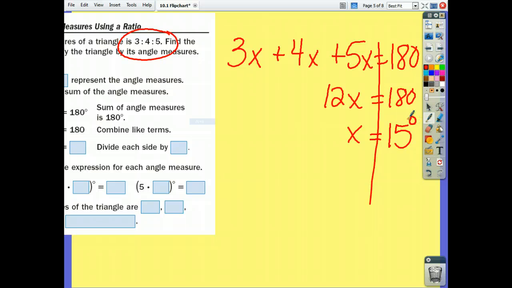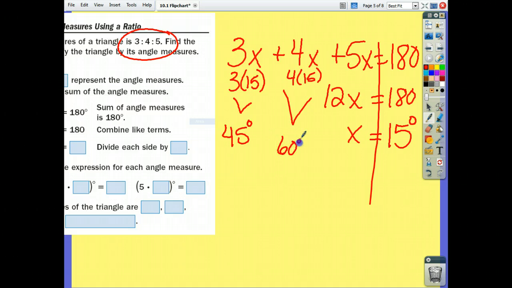Now we need to find out what the measure of all the angles are. So what is 3 times 15? 1 angle is 45 degrees. What's 4 times 15? 60 degrees. And then this last one, 5 times 15 is 75 degrees. So here's my 3 angles.